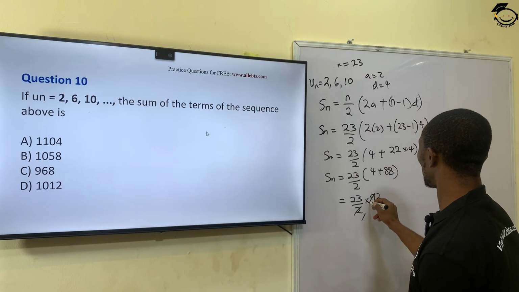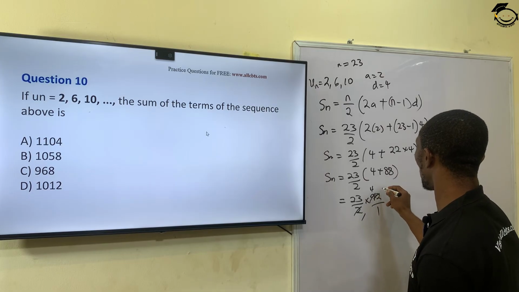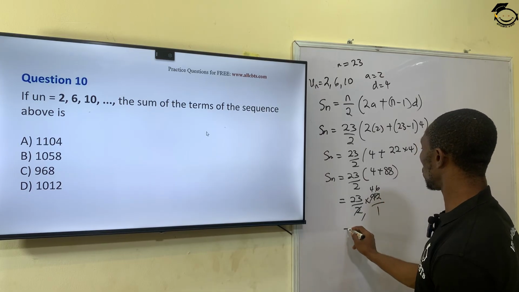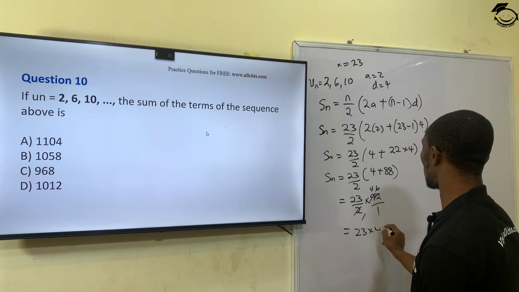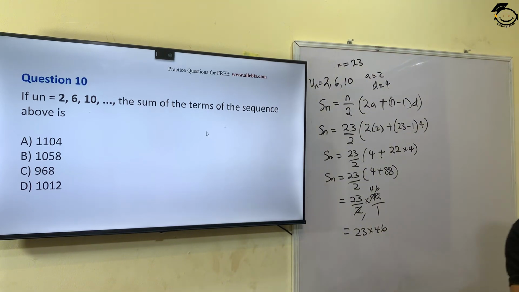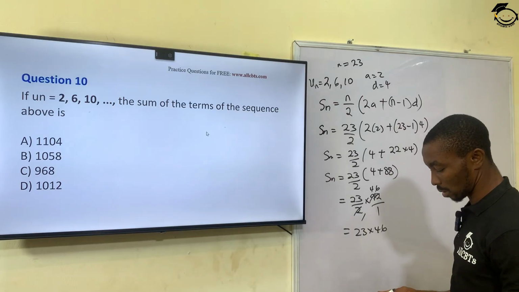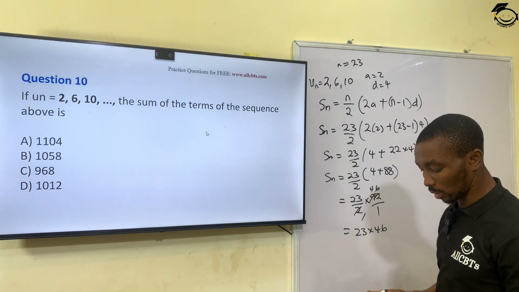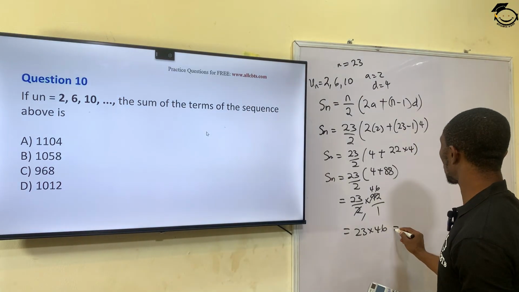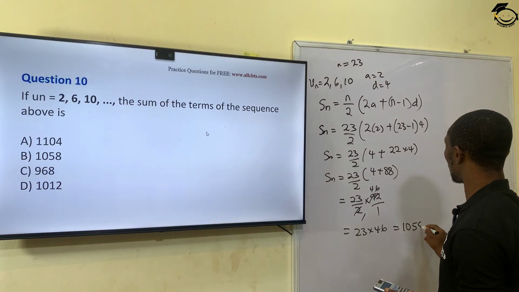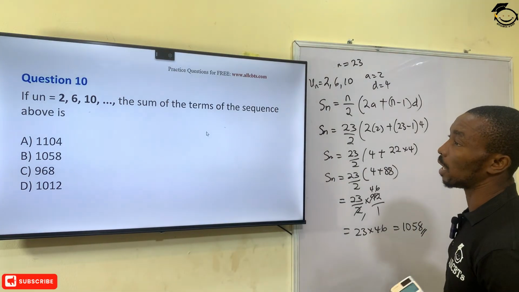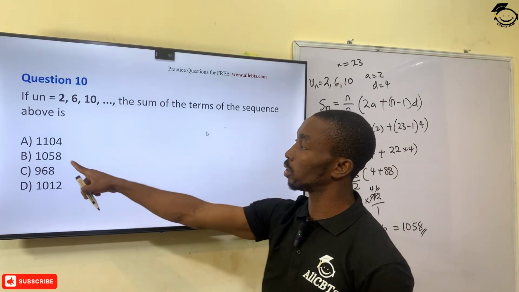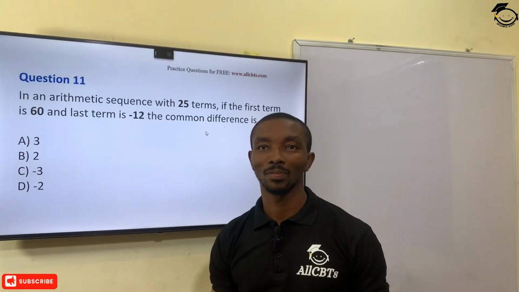2 into 92 is 46. So this will give us 23 times 46. Now 23 times 46 would give us 1058. So the sum of terms will be 1058, which is option B.